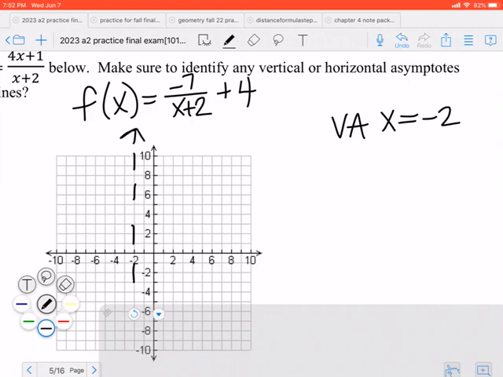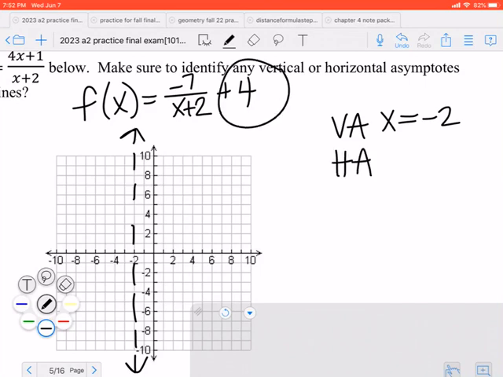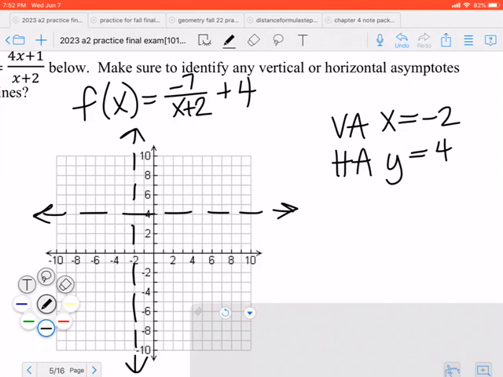Vertical asymptote. And we have a horizontal asymptote at y equals 4. And now the branches. Our top number is negative, so that means it's going to be here and here.